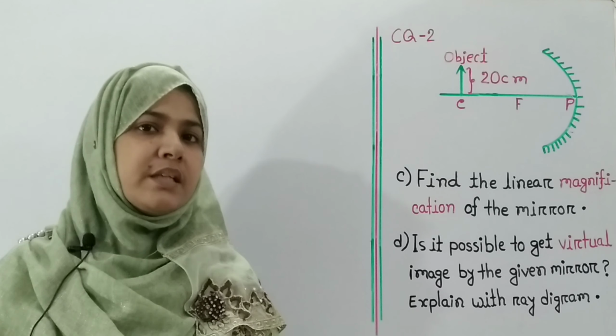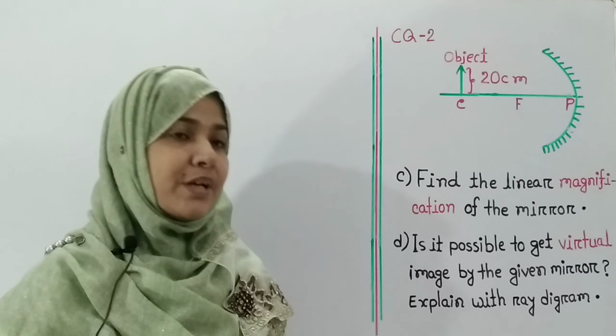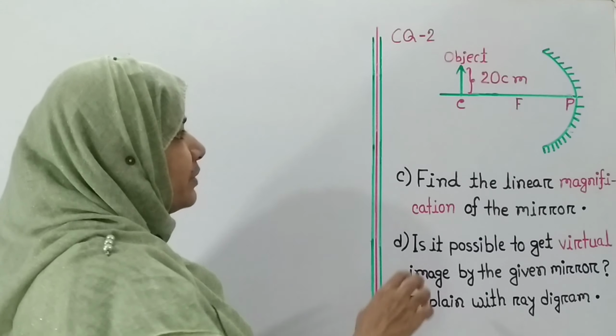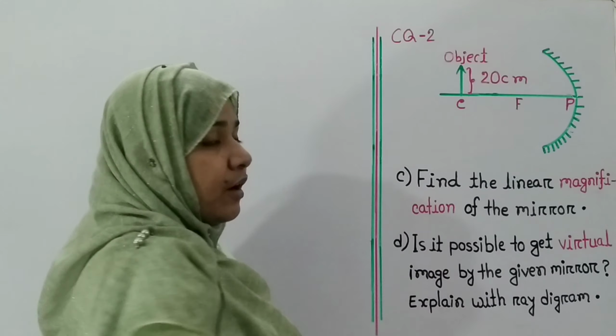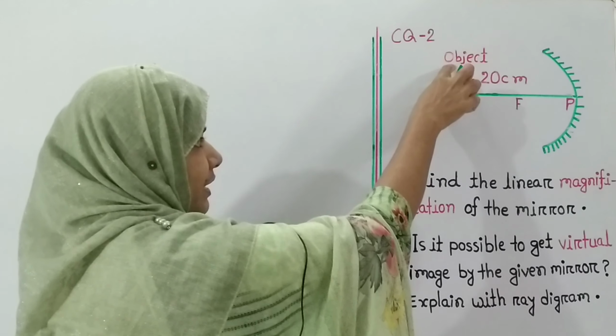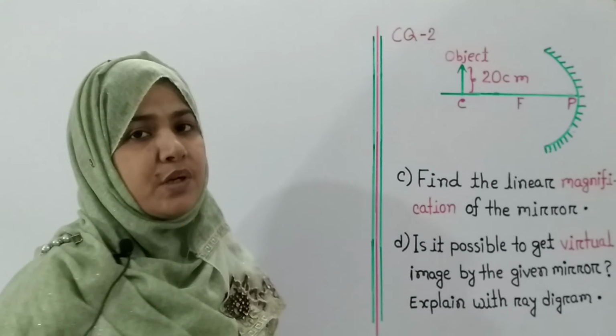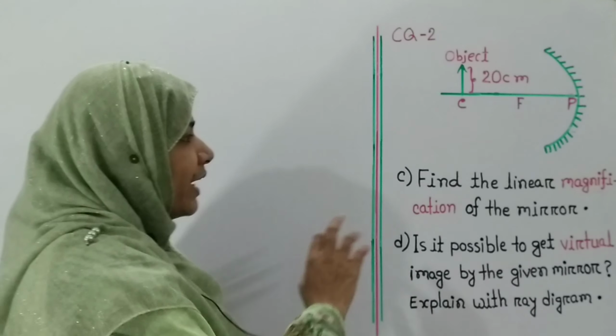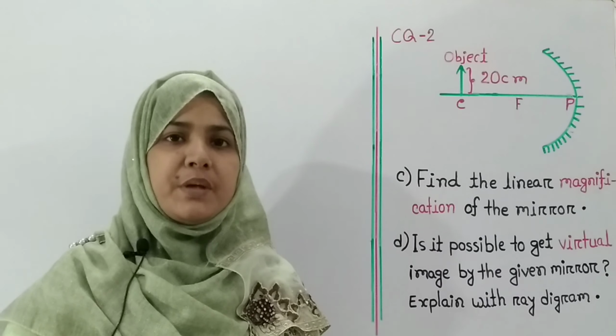Now our second creative question. In the question you can see that there's a diagram drawn and an object is kept at the center of curvature, and the length of the object is given, 20 centimeter. Now question C is: find the linear magnification of the mirror.